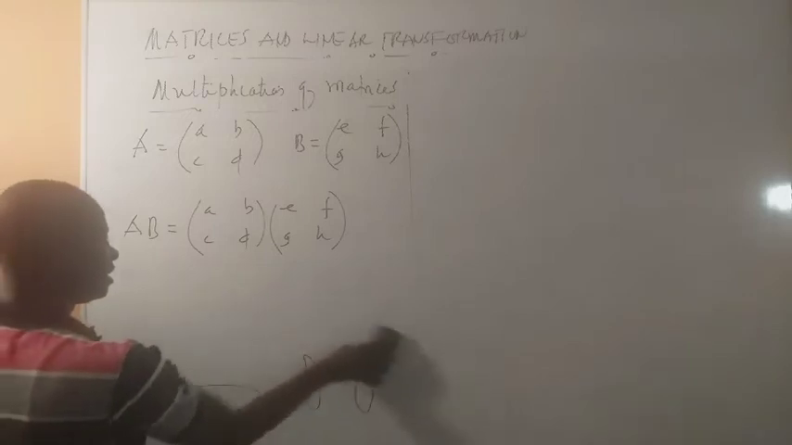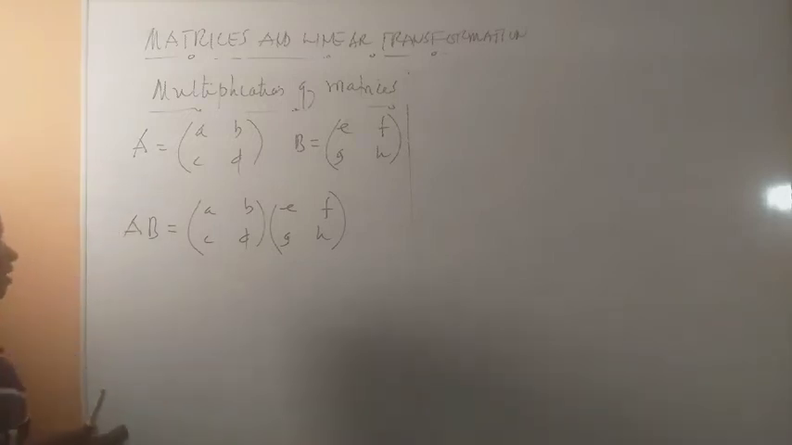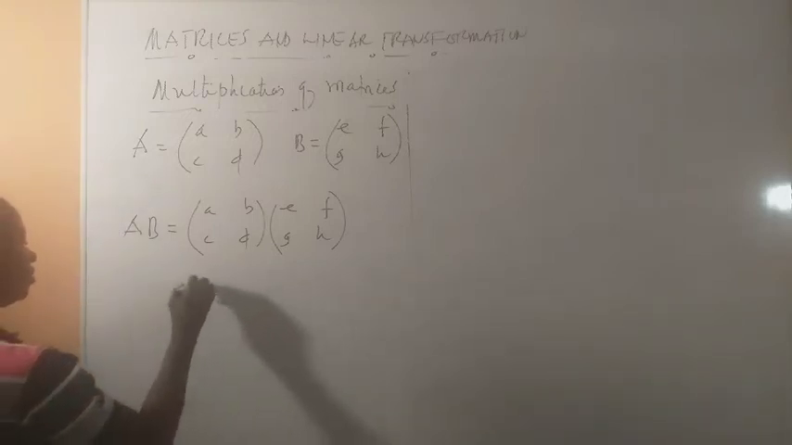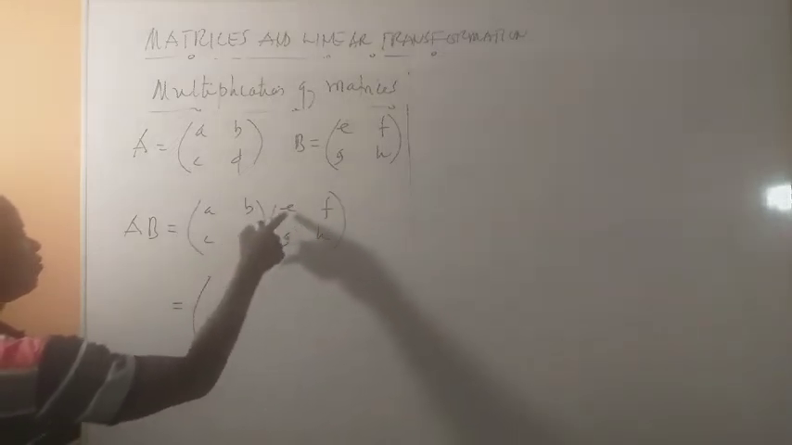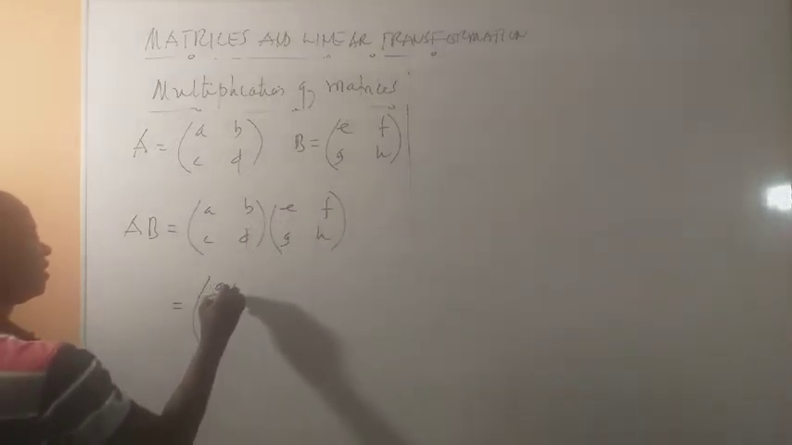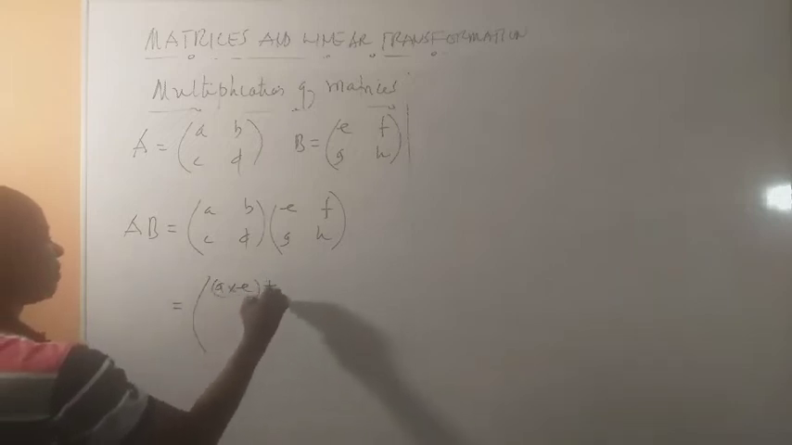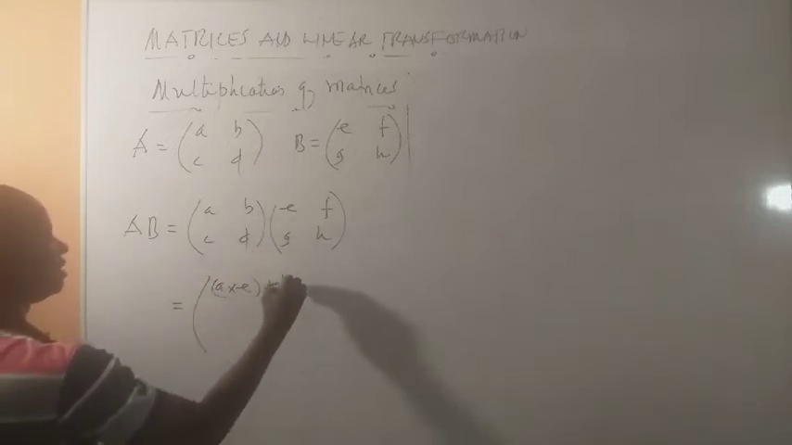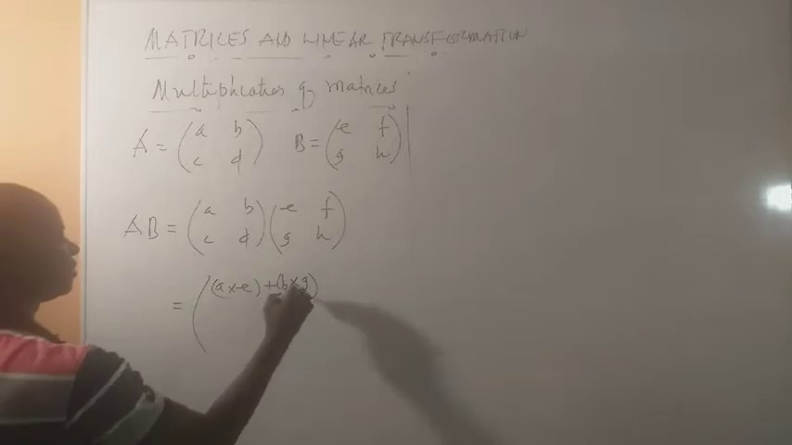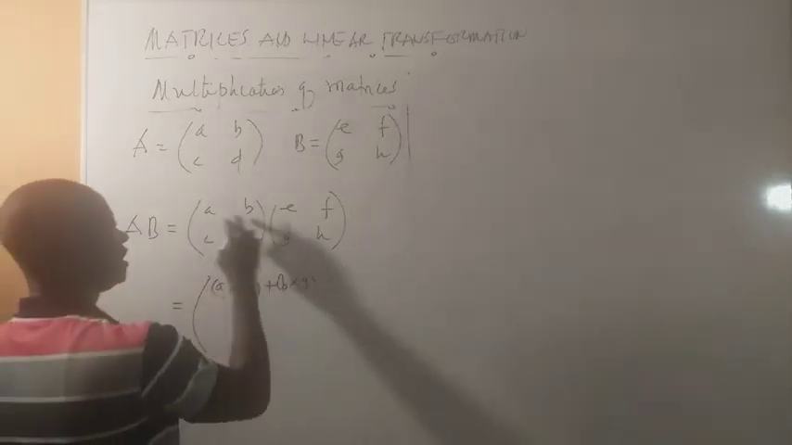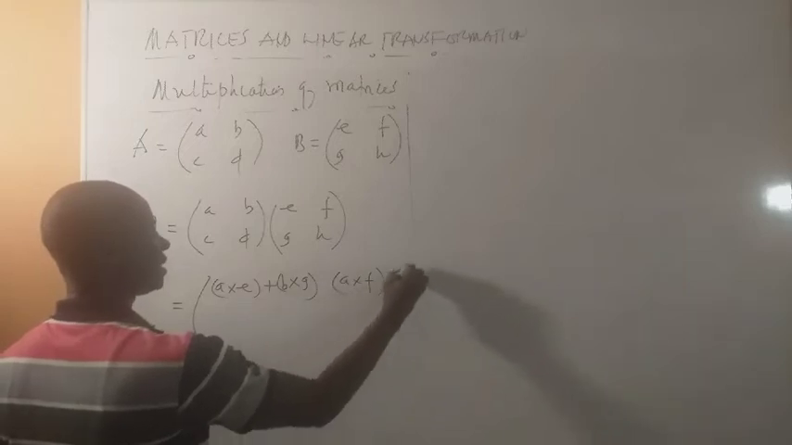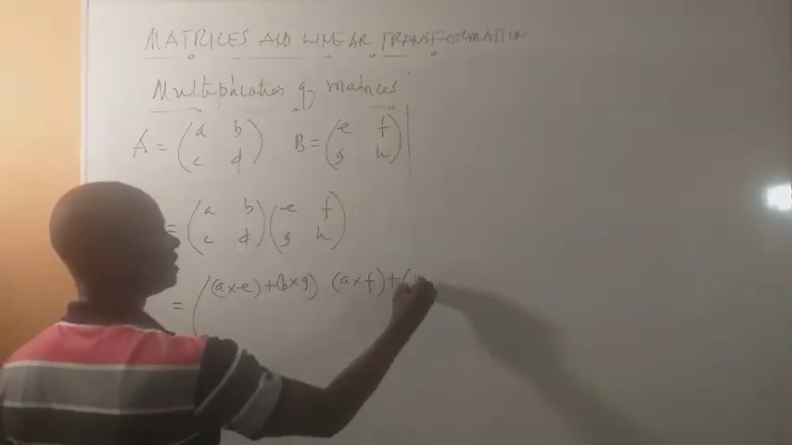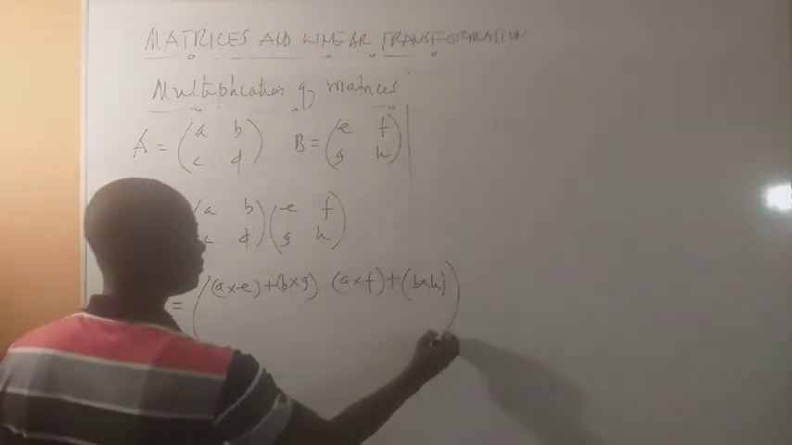Now, let's look at how we can do that. The first row will multiply the 2 columns. So A will multiply E. We have A times E plus, then B will multiply G. That is B times G. And you leave a little space here. Then A will multiply F. That's A times F plus, then B will multiply H. Then we have B times H.